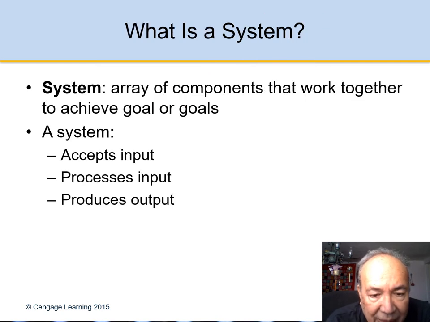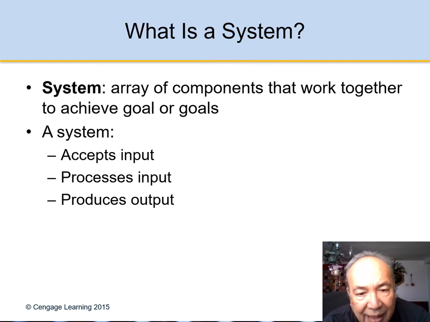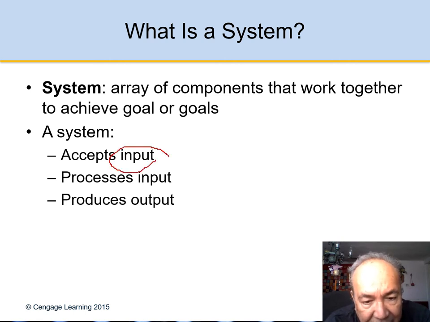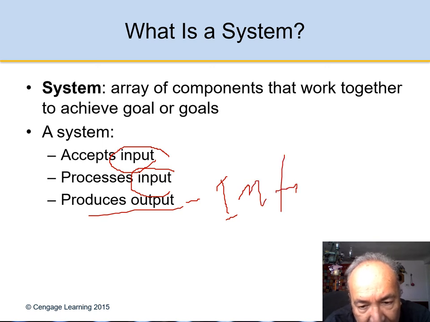So what is a system? There are three components of a system: input, process, and output. So a system, first of all, you input what? The data. And then what do you process? The data that you inputted. And then what happens? You have an output, and this is what we call information.